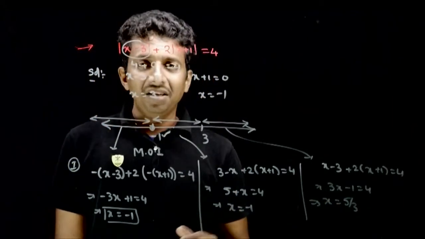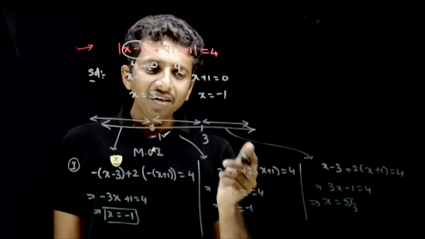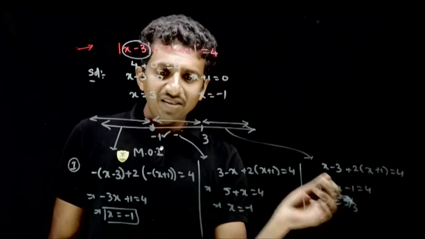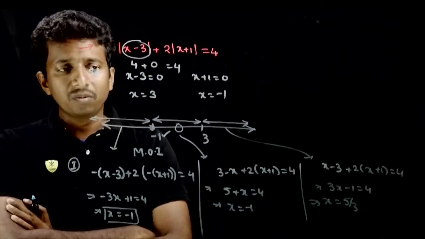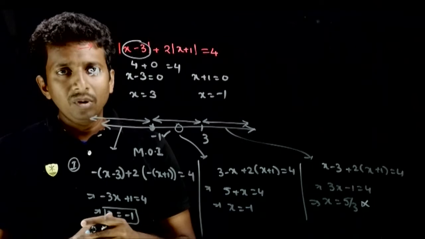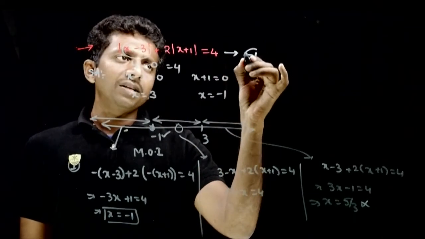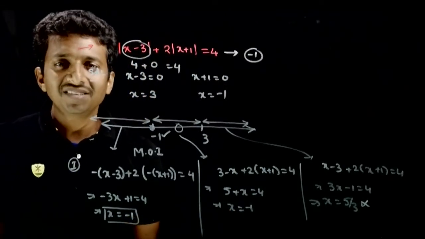5 by 3 का मीनिंग क्या है? 5 by 3 is 1.66. ठीक है, बट हमने कहाँ सॉल्व किया? x is greater than 3 में सॉल्व किया, बट हमको आंसर कहाँ आया? 5 by 3. I got somewhere here. So is this solution valid? No. So ये solution आप लेना नहीं. So आपको अभी तक what is the solution that you have got? You have got only one solution which is minus 1. So this equation has only one solution which is minus 1.